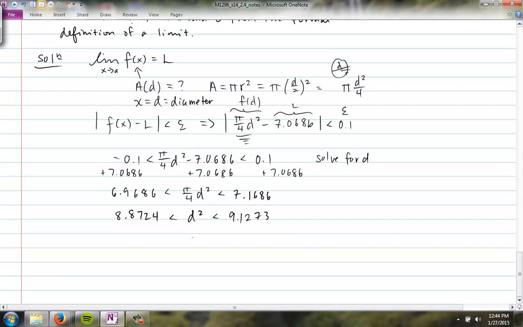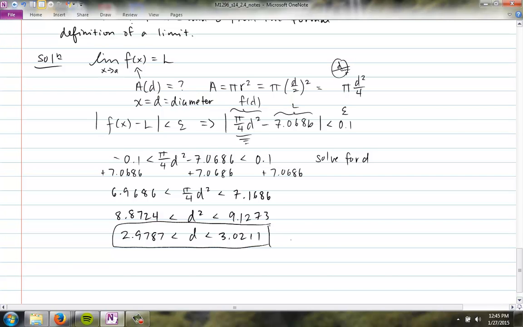All that's left is to square root everything. And so now we have 2.9787 and 3.0211 as our bounds to 4 places. So this is actually answering part of our question, that that's how much the diameter can vary between those two values.